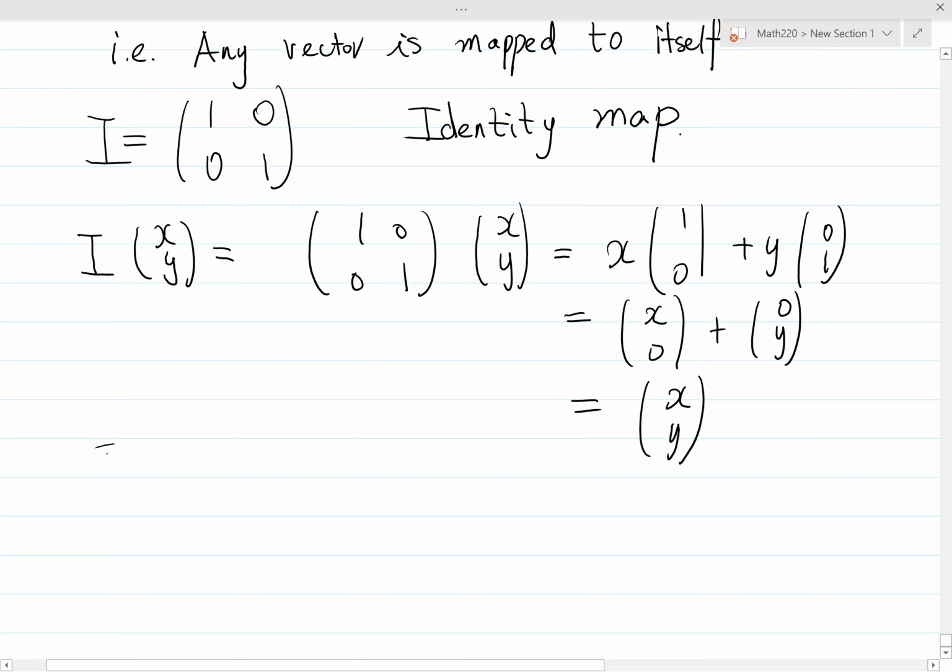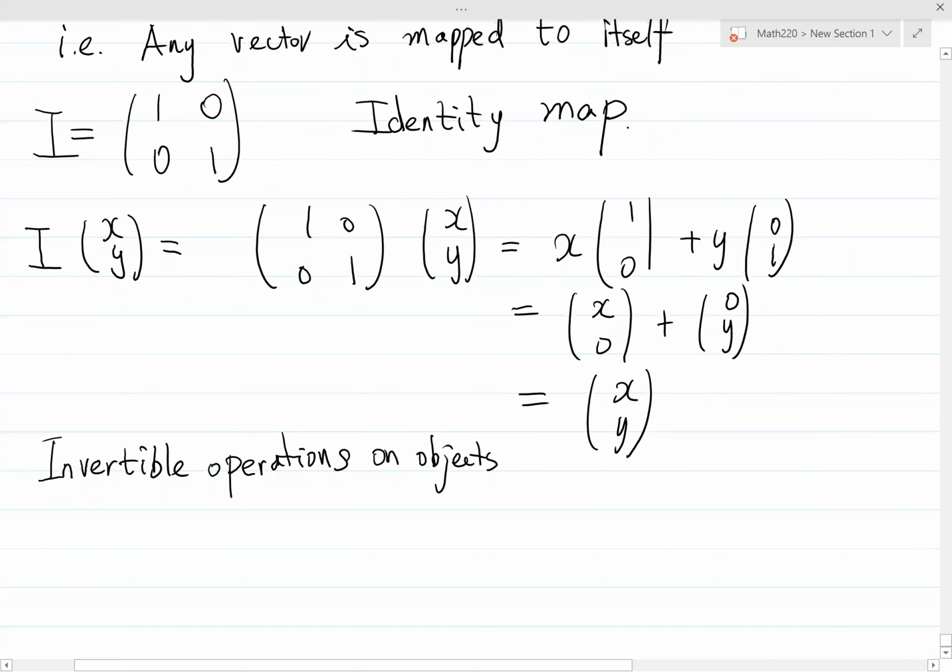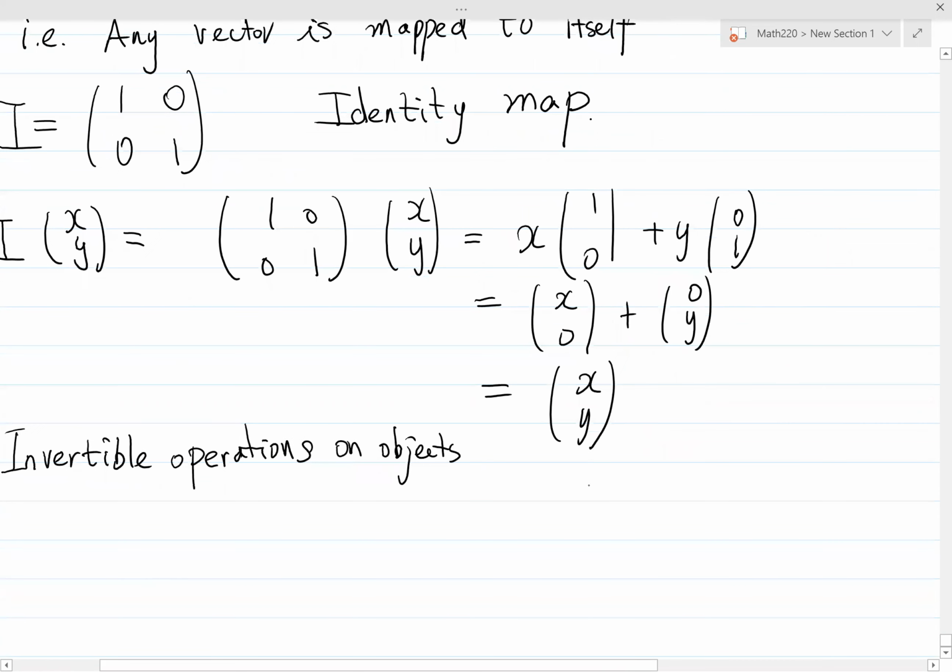if you play the Rubik's cube, it's invertible. Any transformation, you can transform it back. Okay, Rubik's cube. So it's invertible operations. Invertible operations on objects, i.e., this gives us a certain symmetry of these objects.